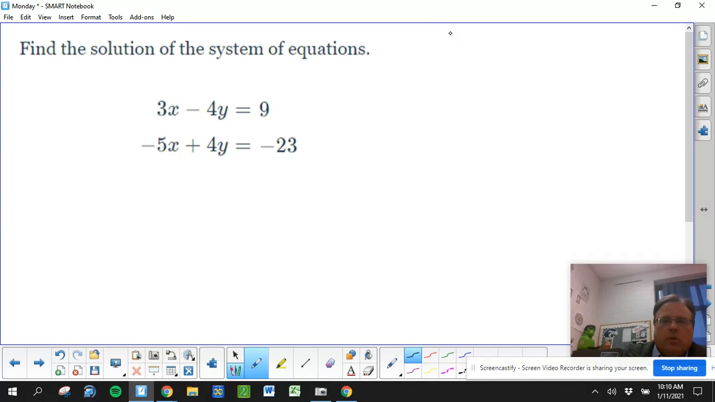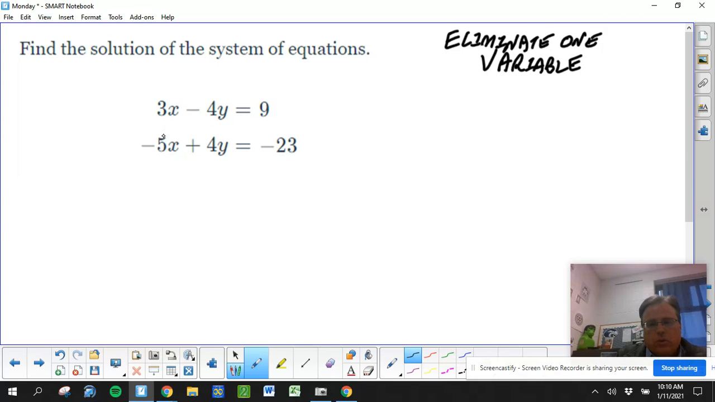And that is, we want to eliminate one variable. So our job today is to get rid of one of the letters. That's our first main job. So we'll look at the equations. It's called a system because there's two equations.